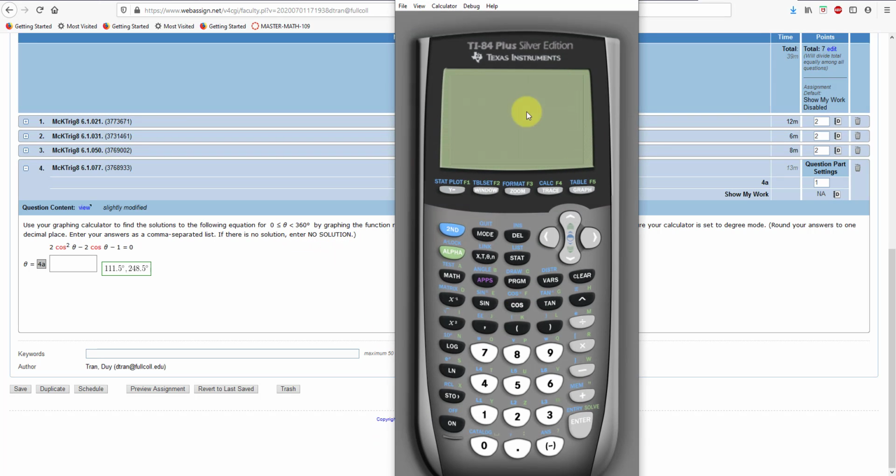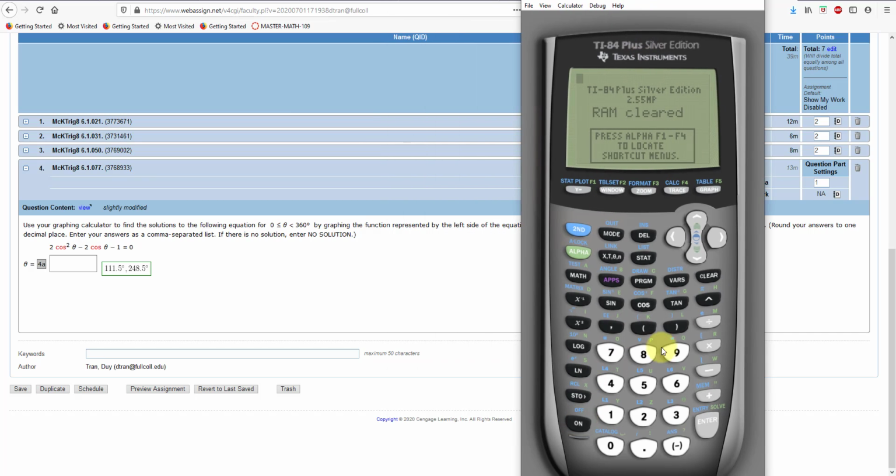Alright, so I'm using my TI-84. First thing is I want to adjust the mode to degree. So you want to choose degree so that your answer is in degrees. And now you want to plot these functions.